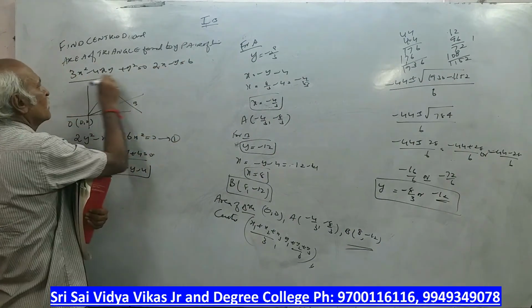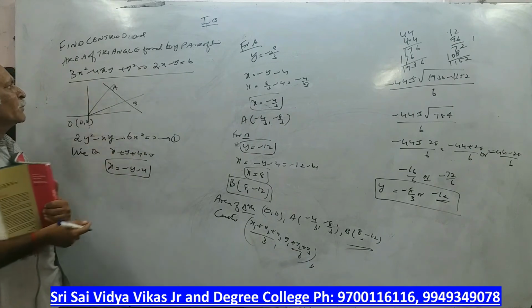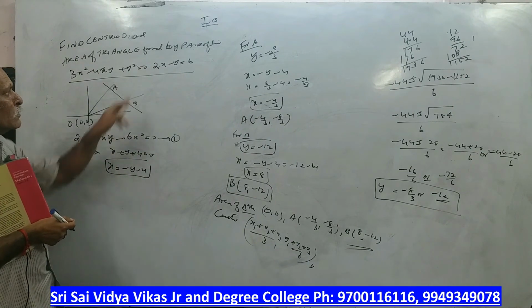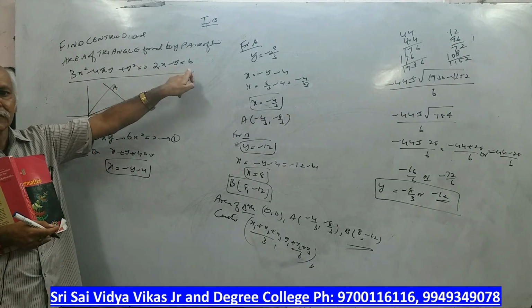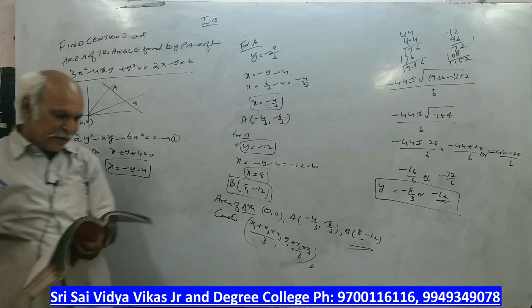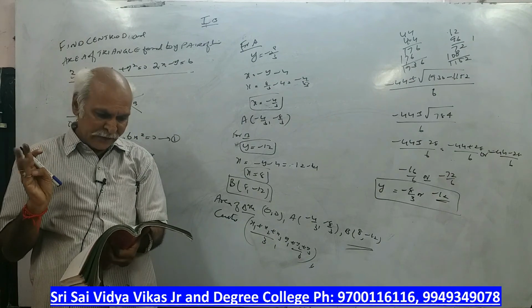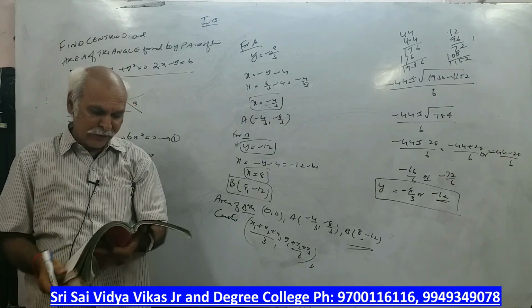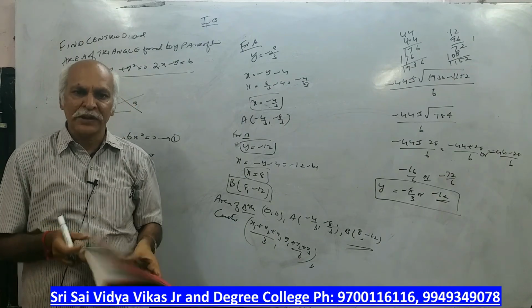3x square minus 4xy plus y square is equal to 0 and 2x minus y is equal to 6. Try this problem. With this we have completed centroid and area of the triangle, angle between the lines. Tomorrow's next video is very important. Most important. We'll discuss that.